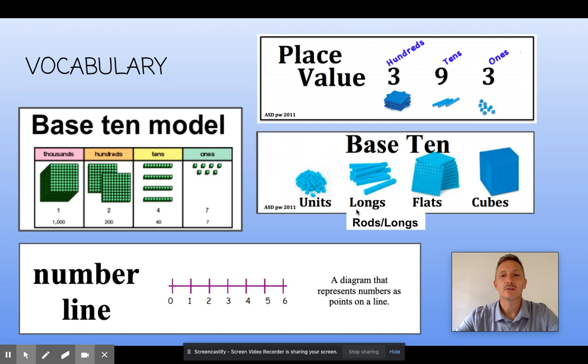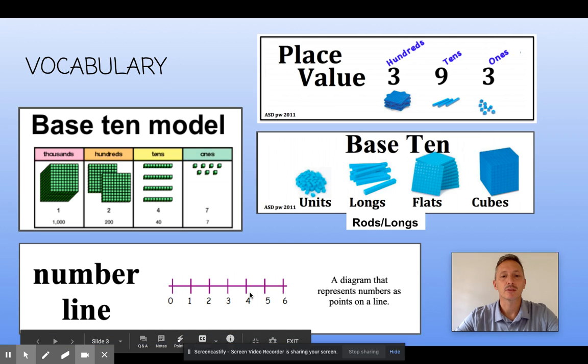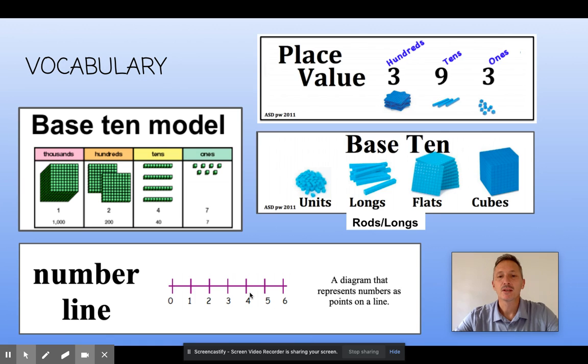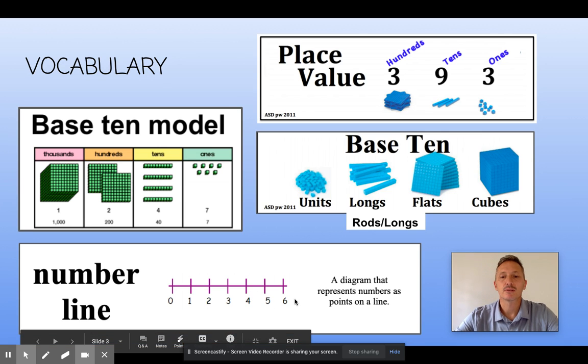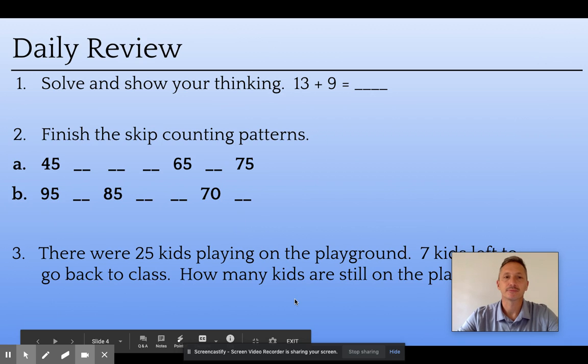Base 10, we have units, we have longs or rods, you might call them, flats and cubes. And then we have our number line. We're going to be looking a little bit more at the number line, which is a diagram that represents numbers as points on a line.